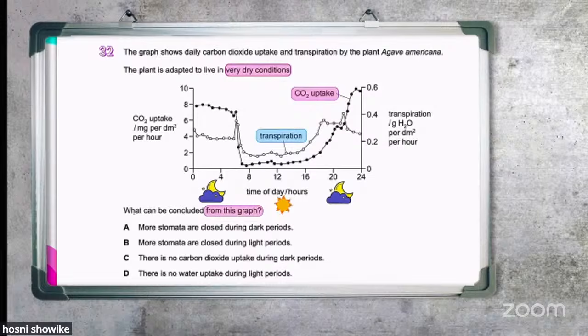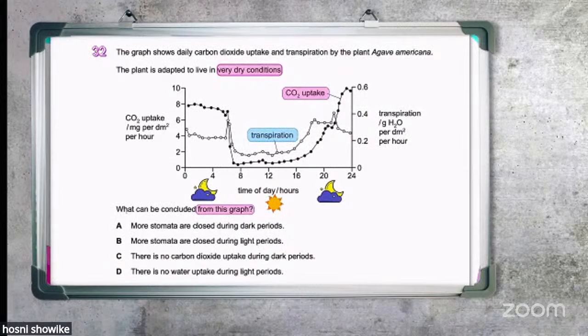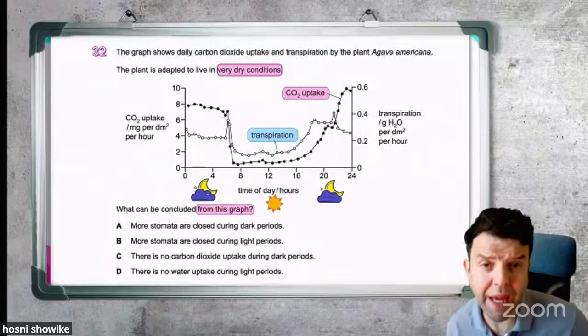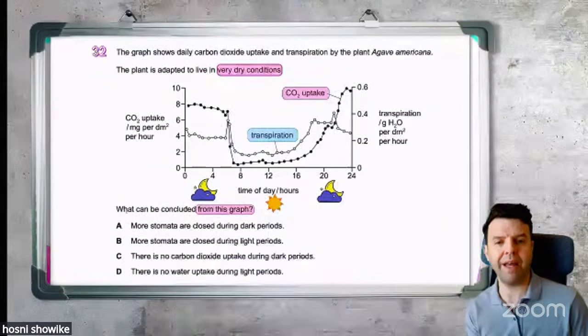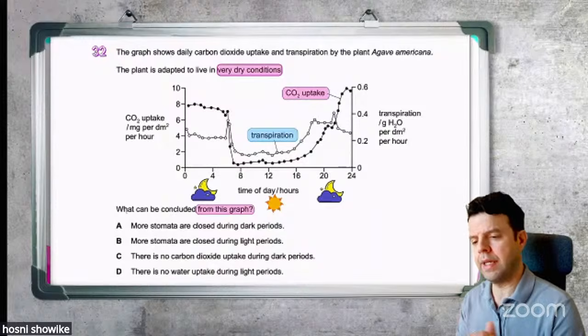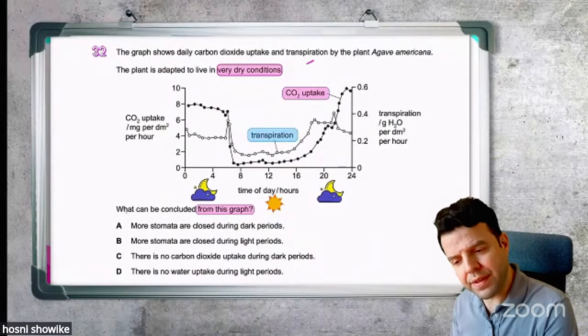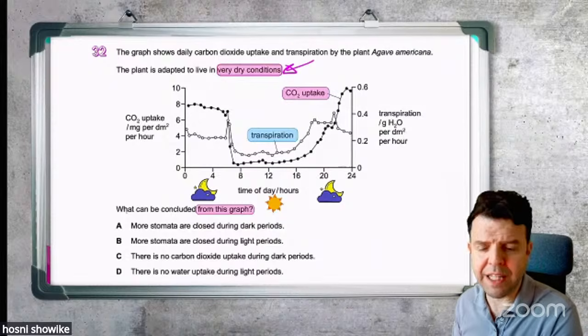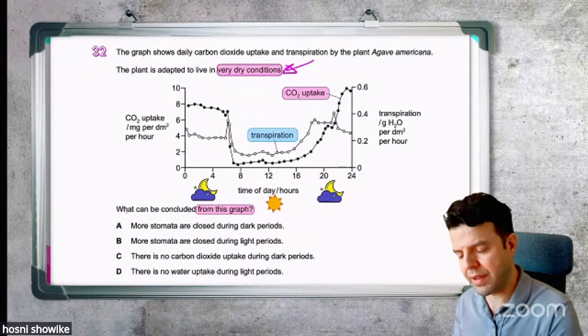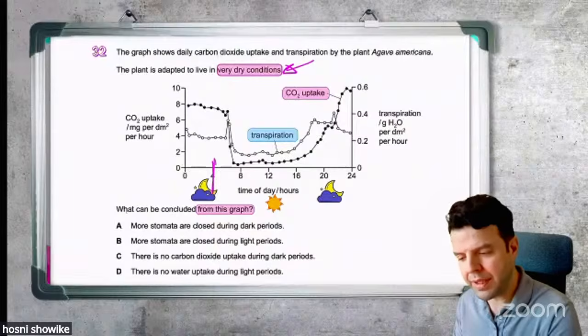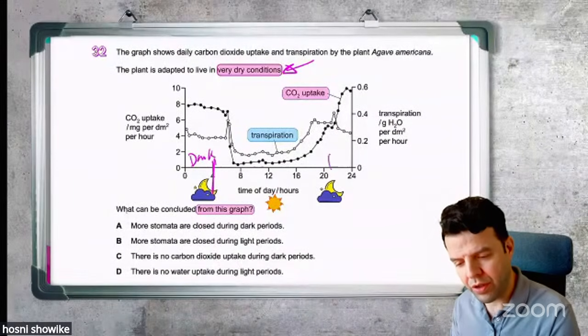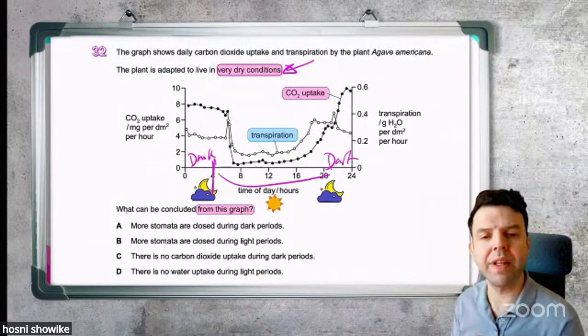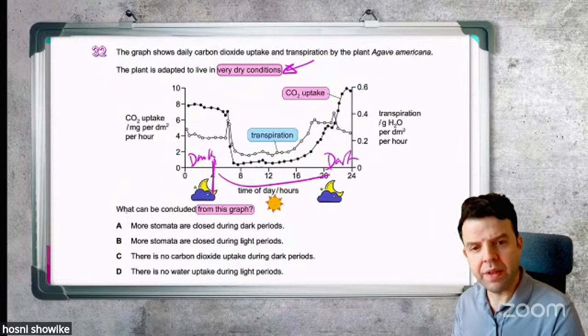Okay, so the question says, what can you conclude from the graph? Meaning, not everything must come from this graph. Ignore everything you've learned before. The answer should come from this graph. So this is a desert plant. This plant lives in the desert. And that is 4 a.m. That's dark, dark, and bright sunlight here in the middle of the day.